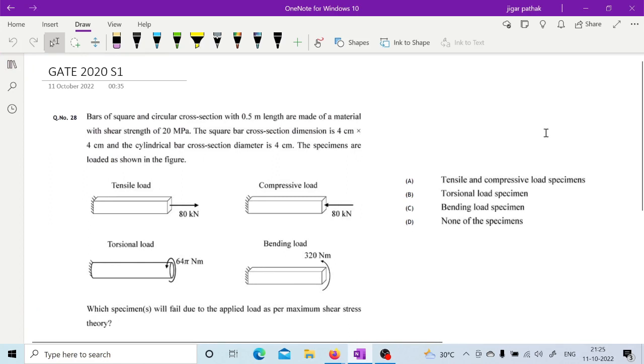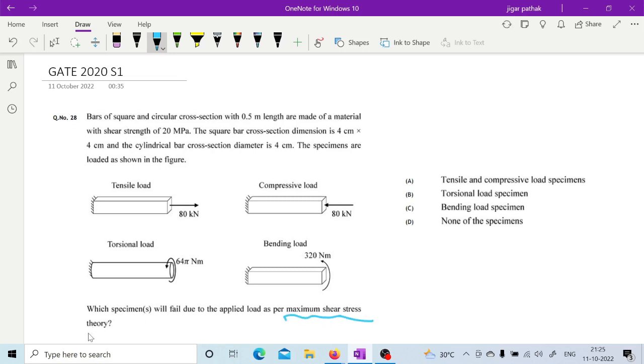Here the bars of square and circular cross section with 0.5 meter length are made of a material with shear strength of 20 megapascal. The square bar cross section dimension is 4 centimeter by 4 centimeter and the cylindrical bar cross section diameter is 4 centimeter. The specimens are loaded as shown in the figure, right? Which specimen will fail due to applied load as per maximum shear stress theory? So you need to calculate stress in each component, then you can check which is going to fail and which is not. Can you do that? Yes, sir. Please calculate.